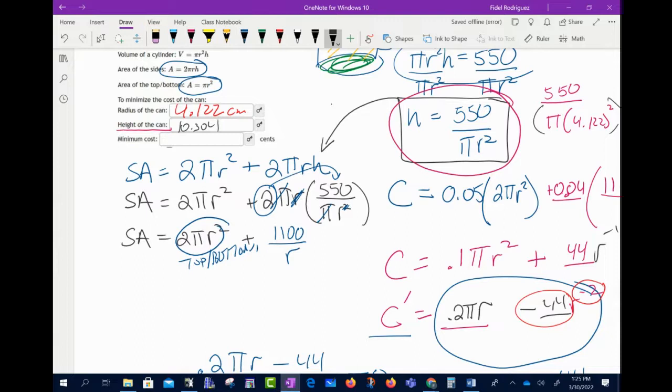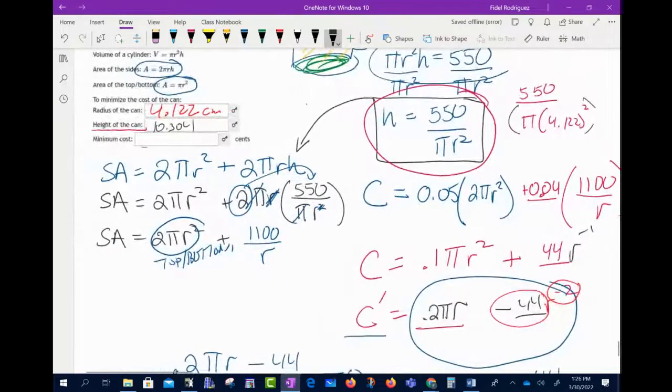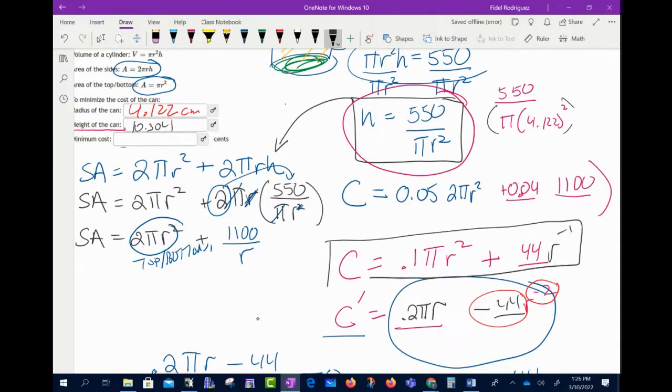All righty. Almost done, y'all. Last step says, what was the minimum cost? Okay, so look, if this equation right here was the cost, can I just plug in those numbers for R into here and I can find that minimum cost?